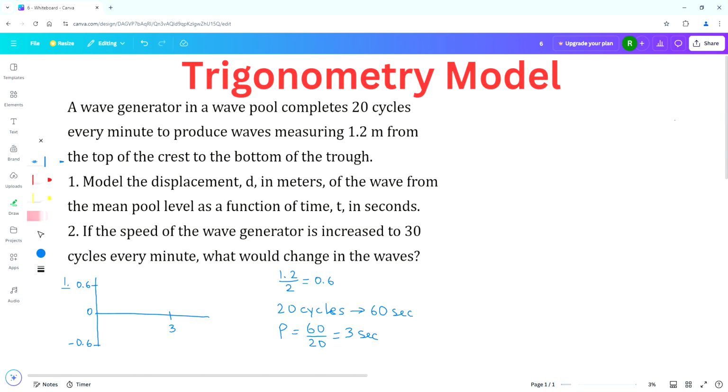When the first wave starts, the water level is at the mean pool level. So the starting point of the first wave will be at the origin or 0. That means the first cycle will end at 3 on the horizontal axis. Since the mean pool level is at 0, that means the equation of axis or c value is equal to 0. That means the equation of axis is y equals 0.